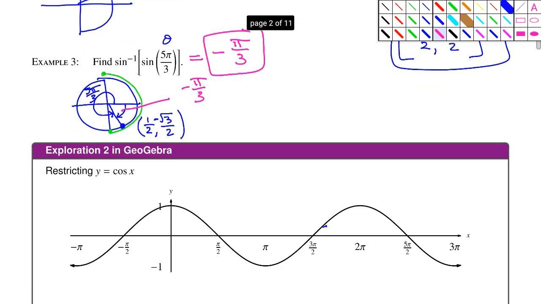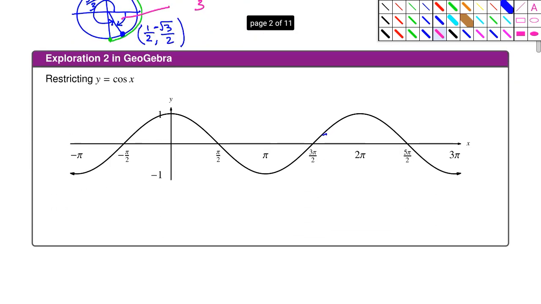Let's look at exploration number 2. I want you to do the same thing that you did before with sine, but this time do it with cosine. You want to find an interval for the domain where the function becomes 1-to-1, and then we can take the inverse. Go ahead and pause the video at this time and complete the exercise.